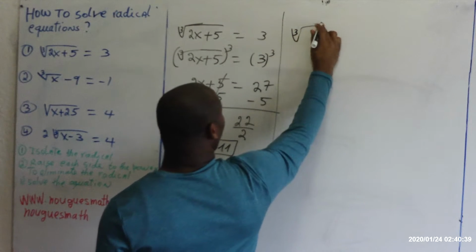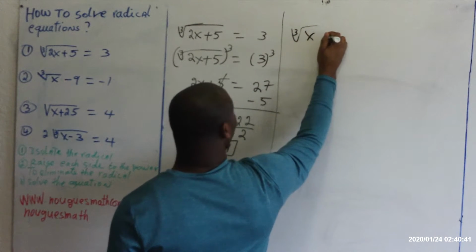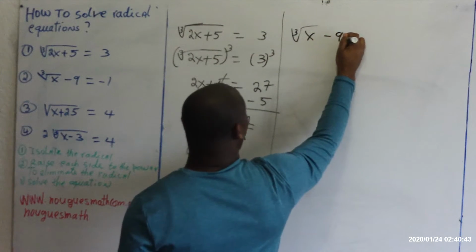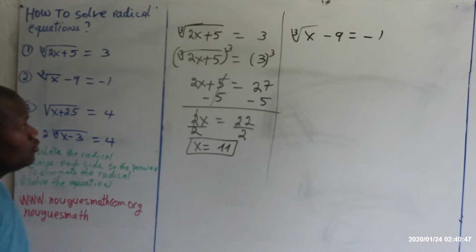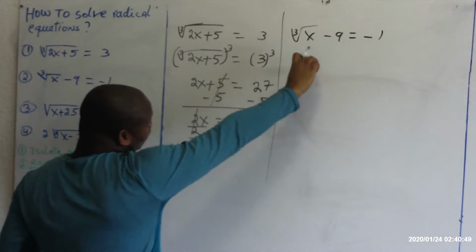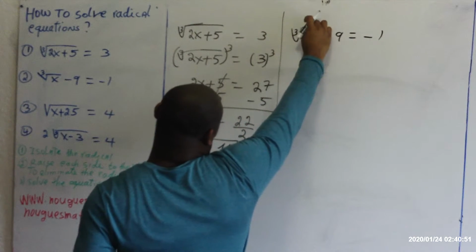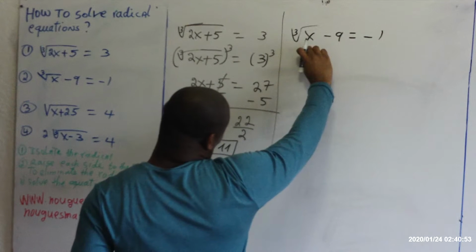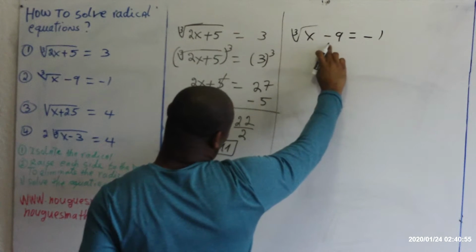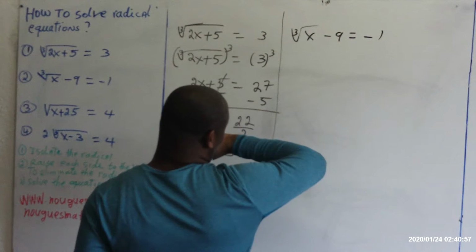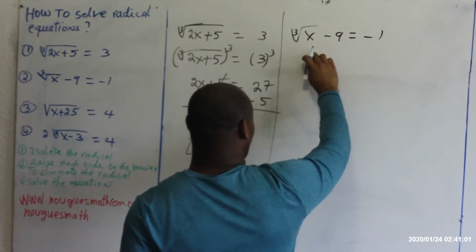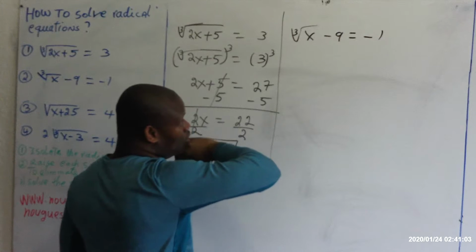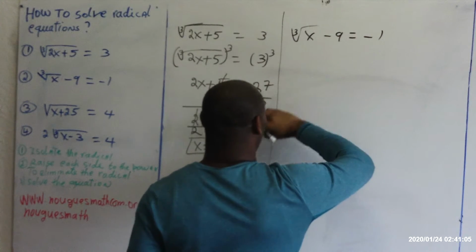The second one is here right there: the cube root of x minus 9 equal negative 1. You see the radical right there is for only x, not negative 9. Okay? Therefore, you need to do a very small work right there. Okay? Before we do anything, we're going to do the small work.